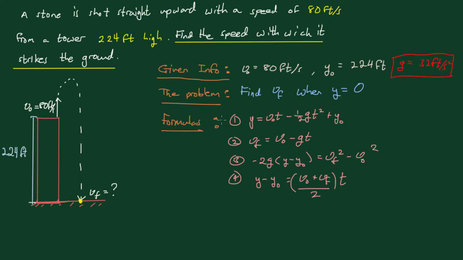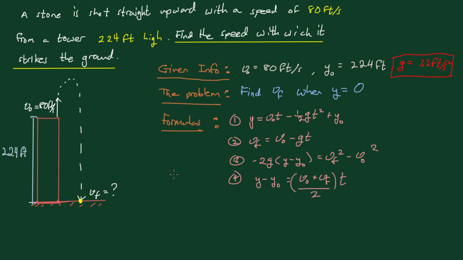The formulas that we're going to be considering here are the free fall formulas. The height formula up here, the final velocity formula, v sub f is equal to v0 minus gt, and the two variations of these two independent formulas. If you look here, we have a diagram of what's going on: the 224-foot tower, the stone that's shot upwards at 80 feet per second, and the point where it lands with a certain final velocity, v sub f, right before the instant it touches the ground.